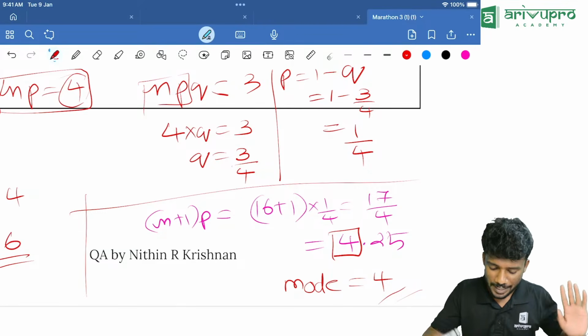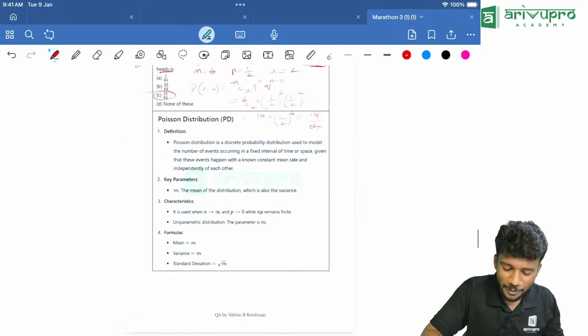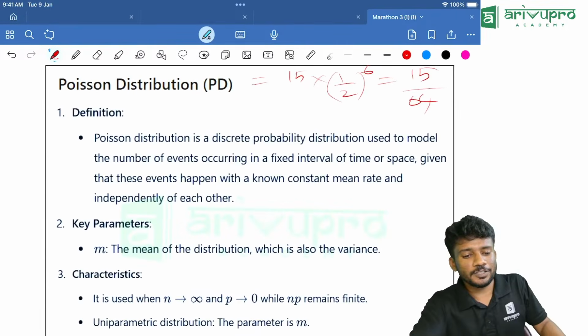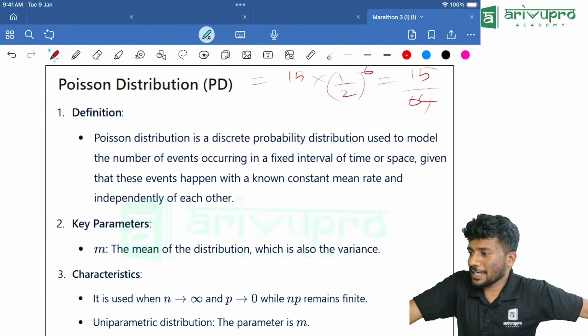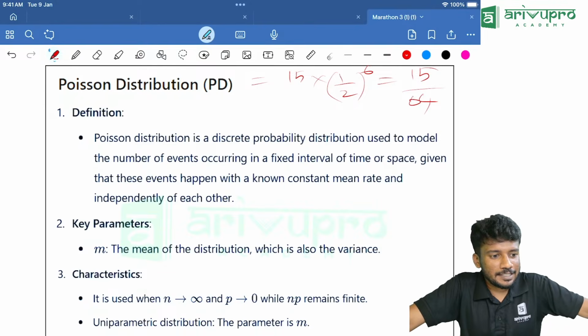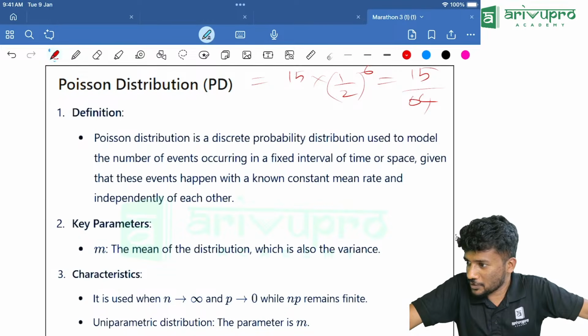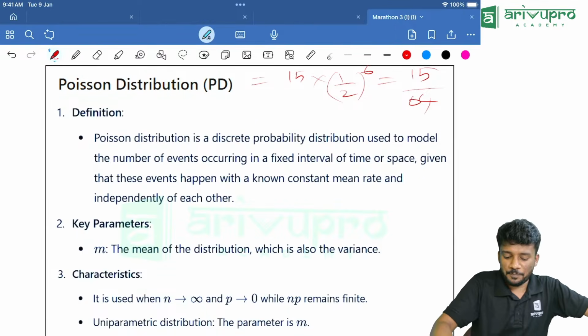Okay, I hope everything is covered. Can we go for the next one? Poisson distribution. How is it? Is everything going good? If anything is there, please tell me also. Okay. Now, next one.